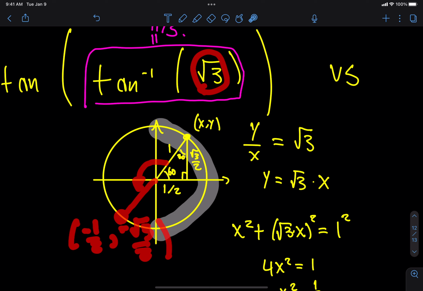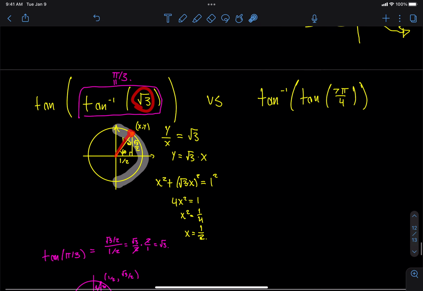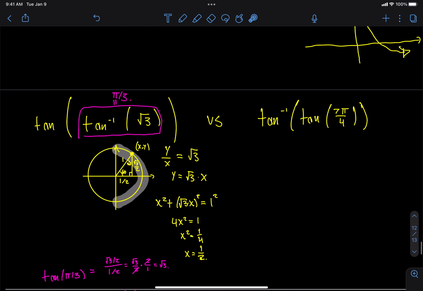Okay, so tangent inverse's job is to give us the angle which is on the right half of the unit circle, which points at one of these points such that the ratio of the y value to the x value is square root of 3. Okay, so it's not just a foregone conclusion that you can say, well, these just cancel, and we get square root of 3. Okay, we need to know how to do tangent and tangent inverse and sine inverse, cosine inverse.